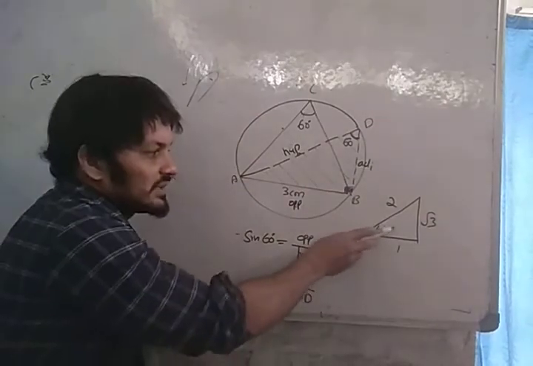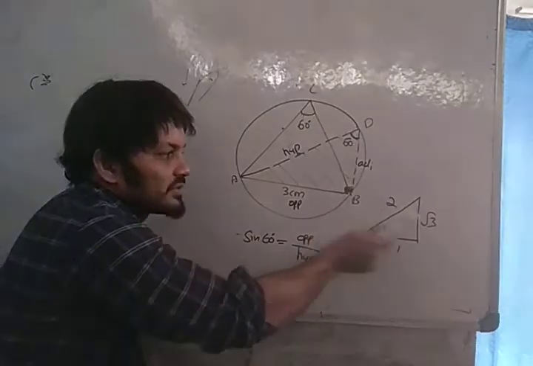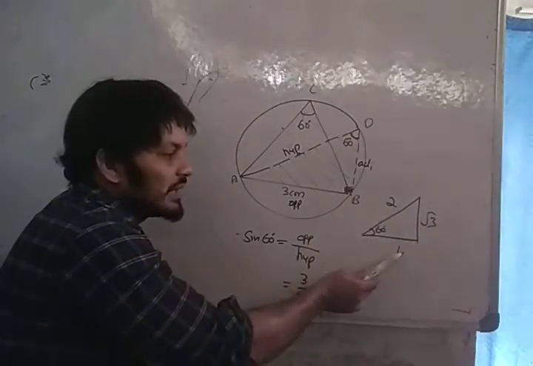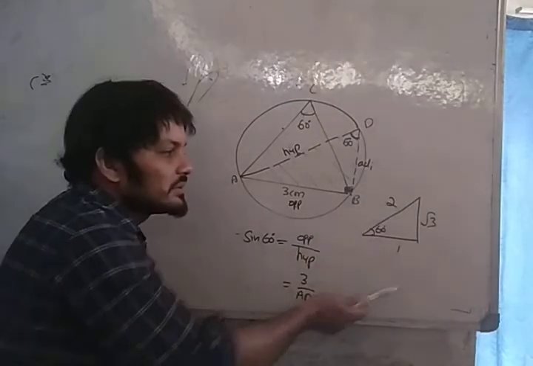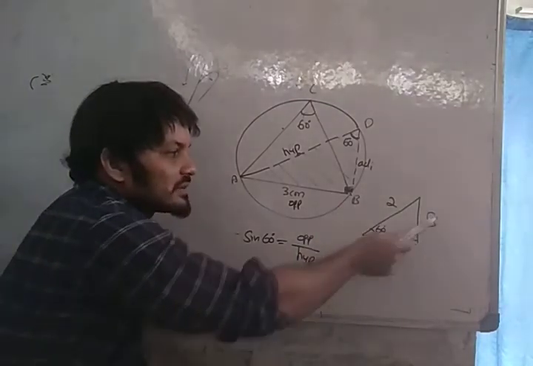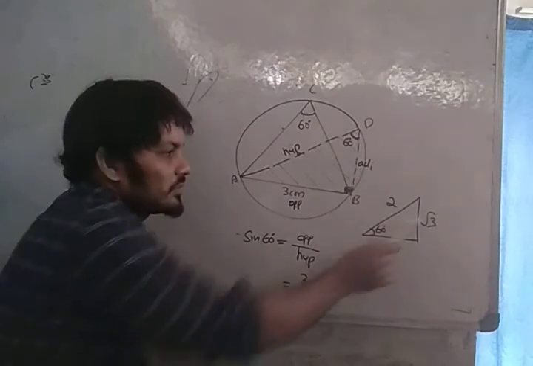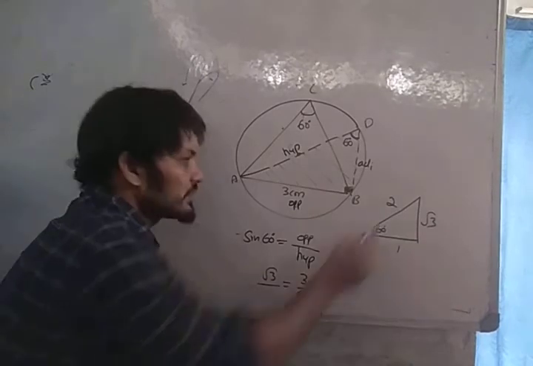Sin 60, look, this and writing. Sin 60 means what? Opposite by hypotenuse. Cos means adjacent by hypotenuse, 1 by 2. Tan means opposite by adjacent, root 3 by 1. But you are asking what? Sin 60, opposite by hypotenuse. Opposite is root 3, hypotenuse is 2.